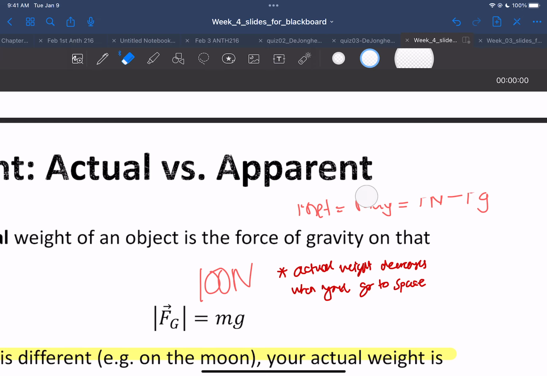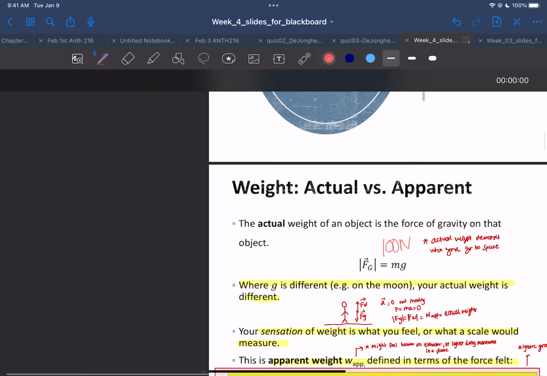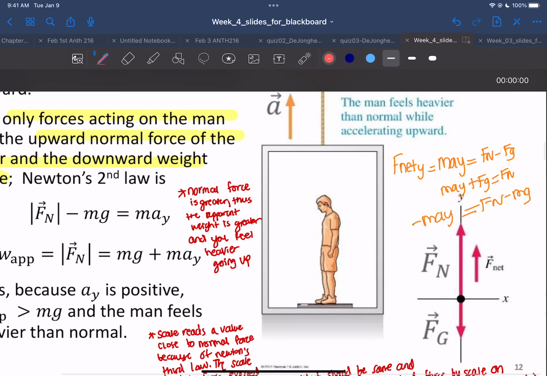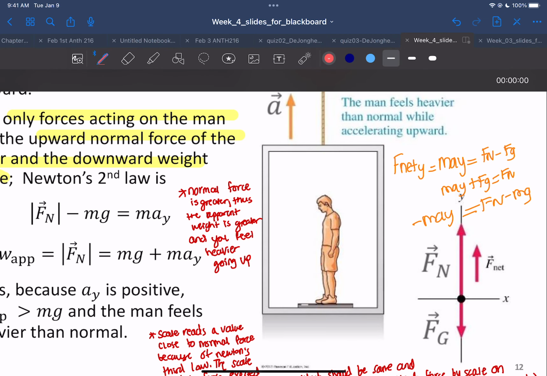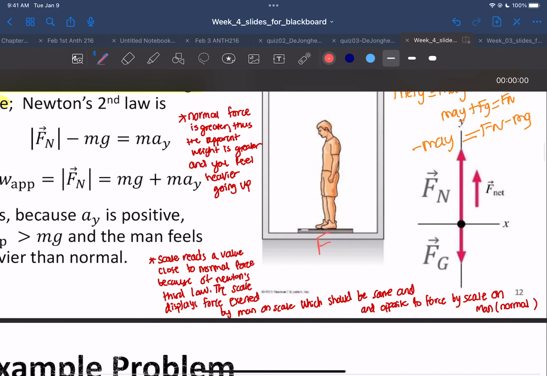And so that's where we get that real life feeling of moving from the first floor to the second floor to the third floor. If you're moving upwards, you feel a little bit heavier, because the normal force that the scale is showing you, minus the Fg of your actual weight, is now not just equal to 0, it's equal to some upwards acceleration, an upwards net force.